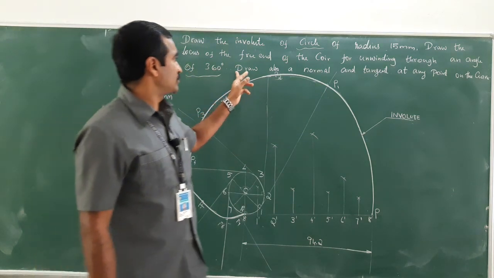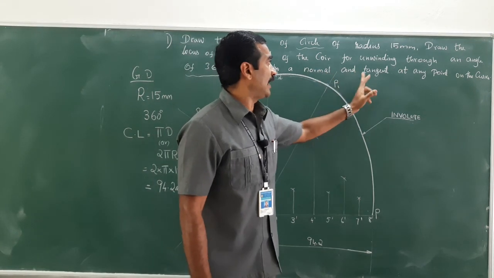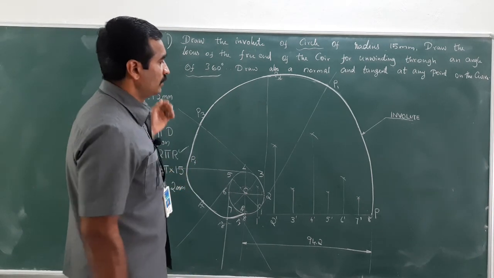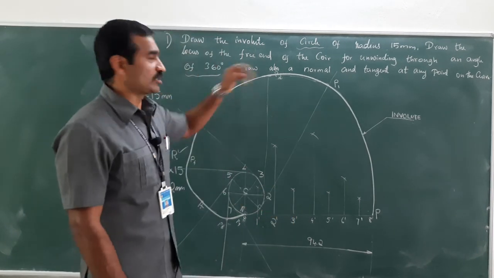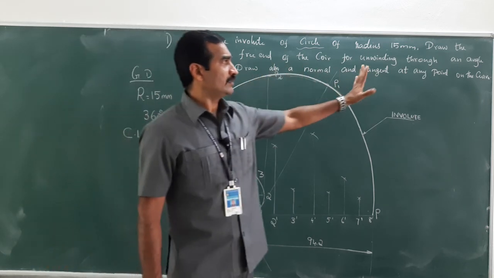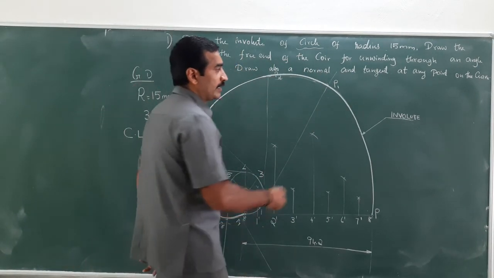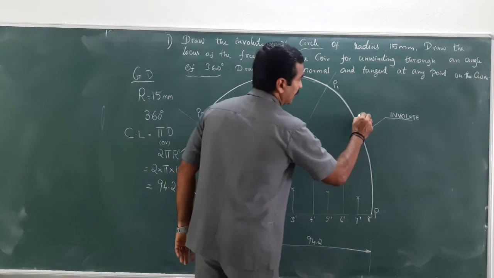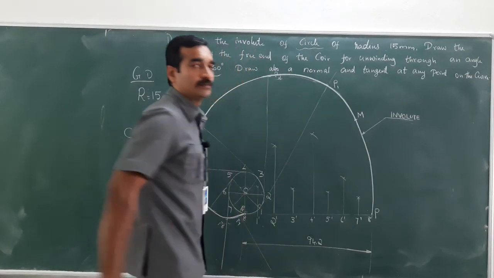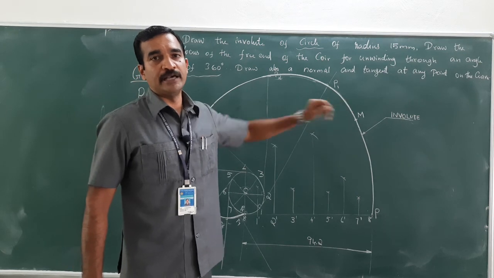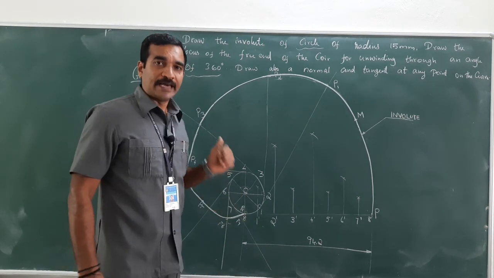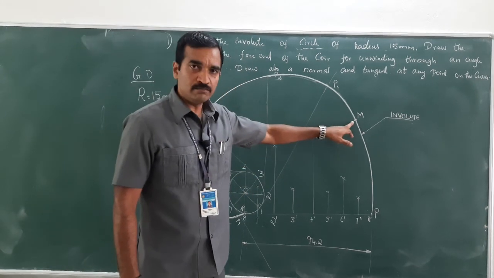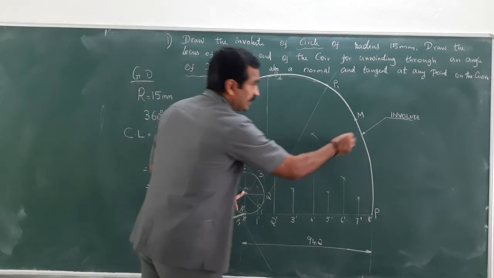Read out the sub question here. Draw also a normal and tangent at any point on the curve. It is not specified that from the center of the circle some distance away. It is simply given that any point on the curve. What I am going to do is, I am going to choose a point on the curve in this particular segment and taking this point as M. Now going to draw a line from M to the center of the circle. From M to the C, the center of the circle. Draw a line.